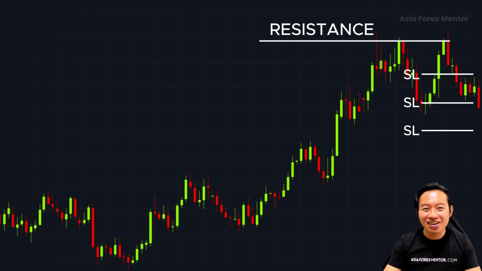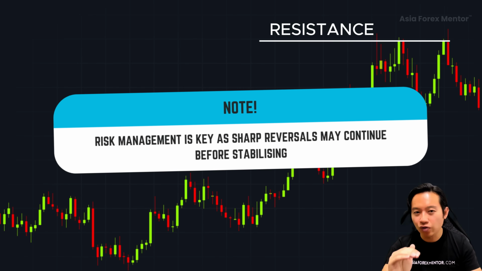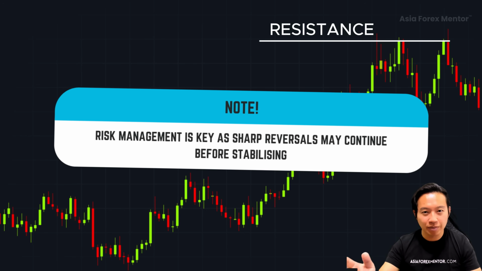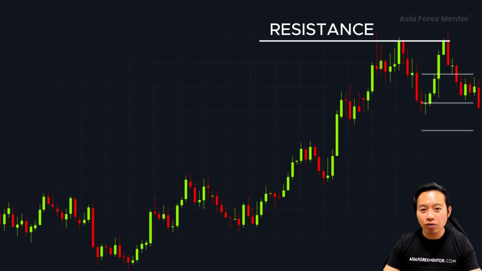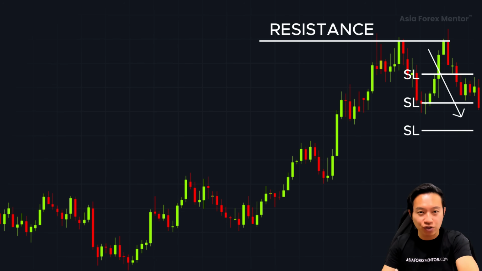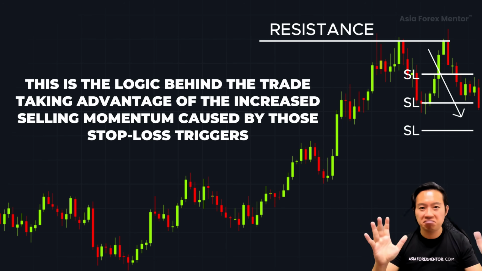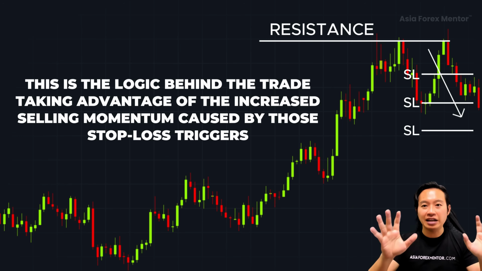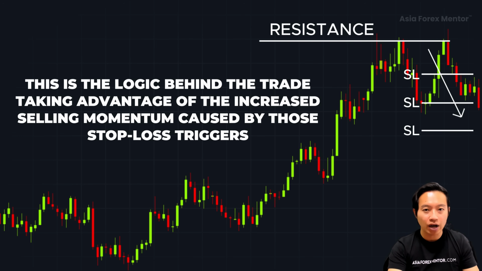Counter trend traders, right? But it is important to note that you've got to have very strong risk management when you're trading against the trend, because like I said, a sharp reversal may happen. As the price drops, it triggers stop losses from all these breakout traders, increasing the selling pressure and lowering prices. This is the logic behind the trade, and this is how we are going to take advantage of the increased selling momentum caused by all these stop loss triggers.